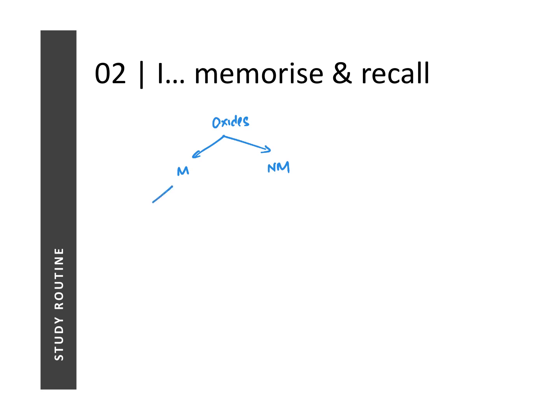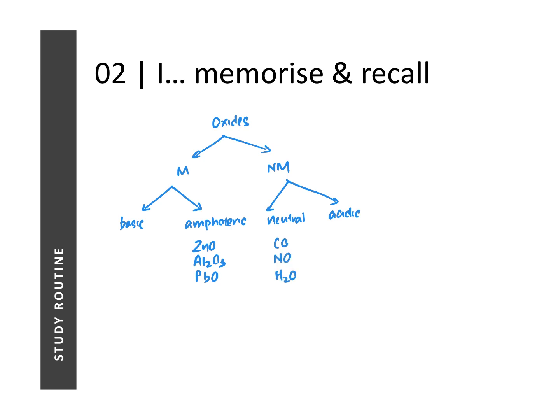I've memorized that metal oxides are mostly basic. There are three of them that are amphoteric, and they are my Z oxides: zinc oxide, aluminum oxide, and lead oxide. Non-metal oxides are mostly acidic. There are three that are neutral, and the three neutral oxides are CO, NO, and H2O.